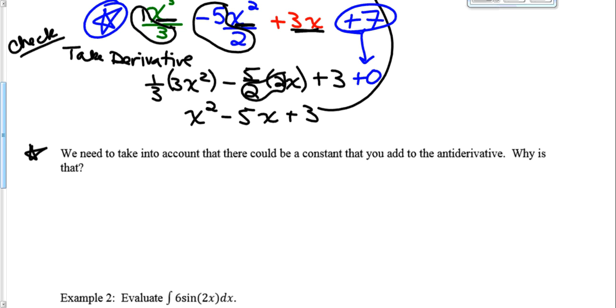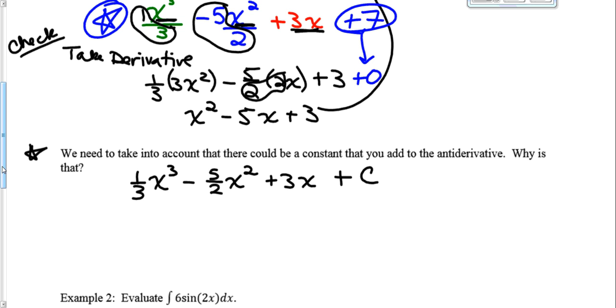So what I need to do is actually write the antiderivative is going to be x cubed over 3, or 1/3 x cubed, whichever way you're more comfortable with, minus 5/2 x squared, or 5x squared over 2, plus 3x, and then I need to say plus some constant.